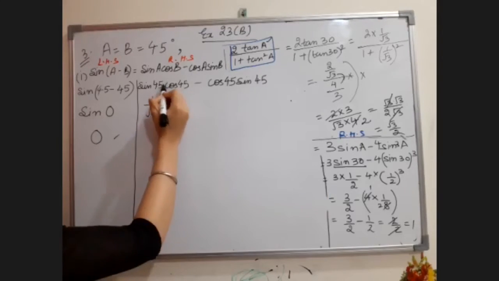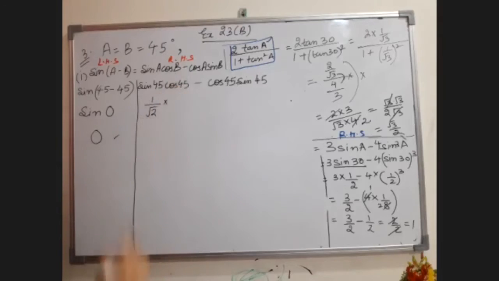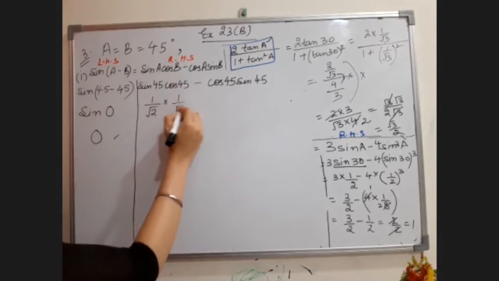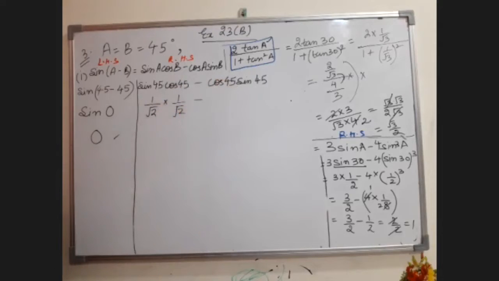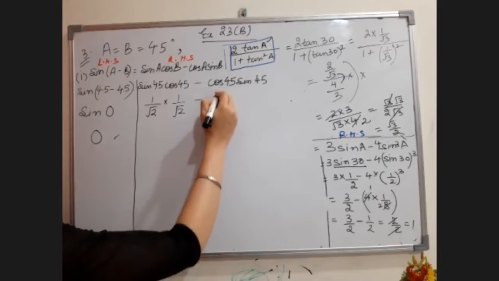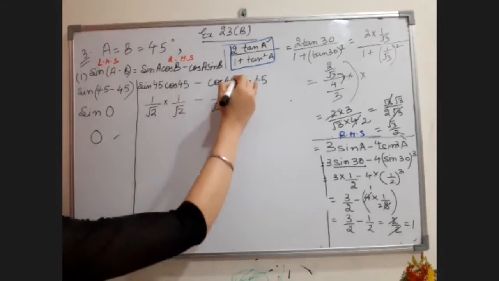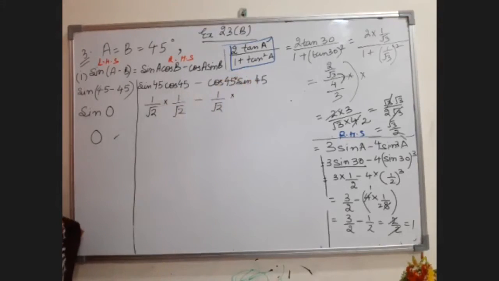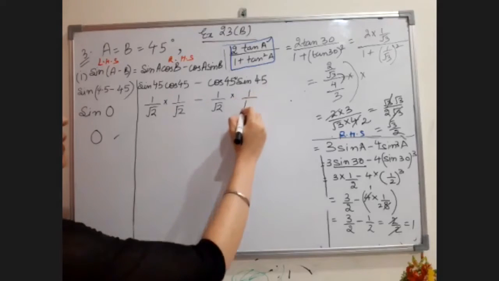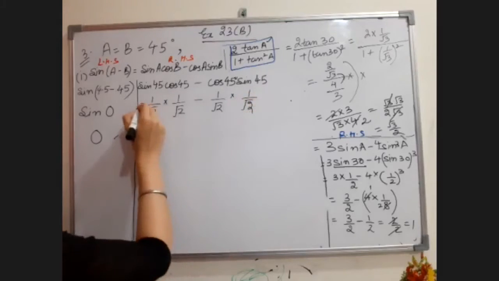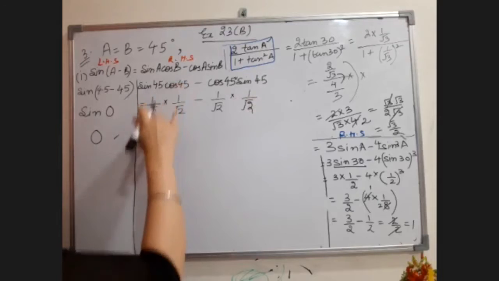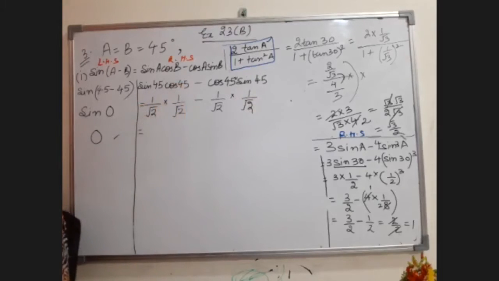So when they are written together, that means they are getting multiplied. Cos 45 is 1 by root 2. Minus cos 45, 1 by root 2. Same as just now, again they are getting multiplied, 1 by root 2 written together means they are getting multiplied. So sin 45 also is 1 by root 2. 1 by root 2 into 1 by root 2.